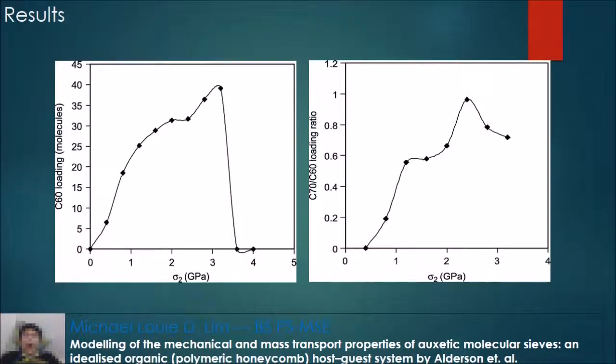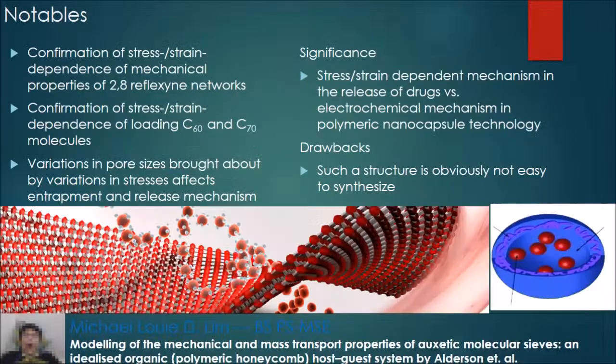What they found out is that the loading of the molecules into the structure increased as the stress increased. At some point, the loading will peak before the loading percentage drops down drastically. This is attributed to when the auxetic structures lose their auxetic property. From this, they were able to conclude that as stress increases, pore sizes increase, leading to a higher loading frequency, and therefore, the entrapment and release mechanism for an auxetic network is stress or strain dependent.